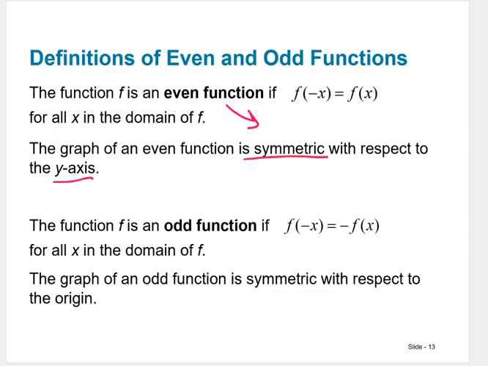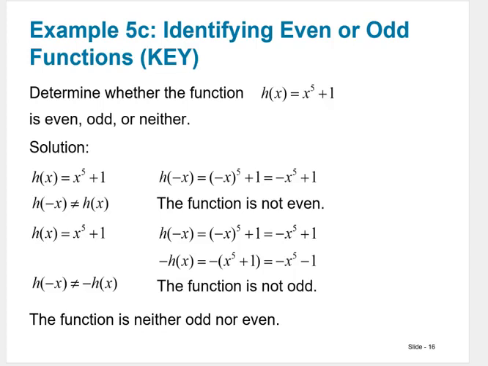Okay, if it's an odd function, that means if we plug in negative x, we should get the opposite of the function itself. And another way that you can think about that is an odd function is symmetric with respect to the origin. So odd and origin, so that's one way you can remember. And then even is the y-axis. So it's just kind of nice to be able to have these other shortcuts that you can think about when you're thinking about graphs. So let's look at that example.